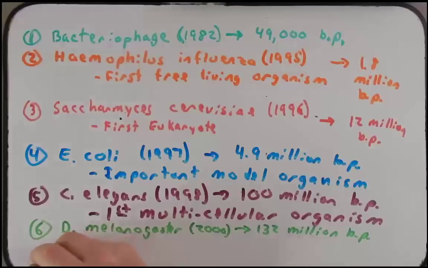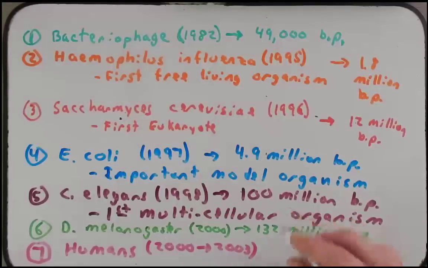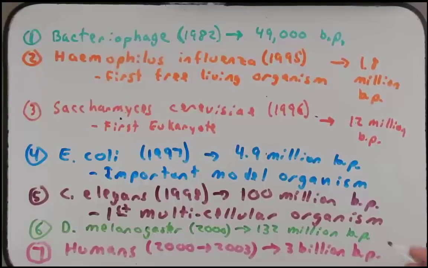And the last one to put down here is one that you may have heard of, humans. Our genome was sequenced, the rough draft in 2000, and then it was finalized in 2003. Our genome, as I mentioned before, has a little over 3 billion base pairs. So that's huge compared to these other ones.